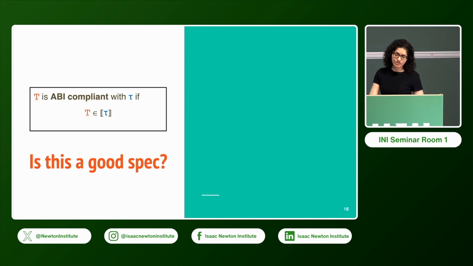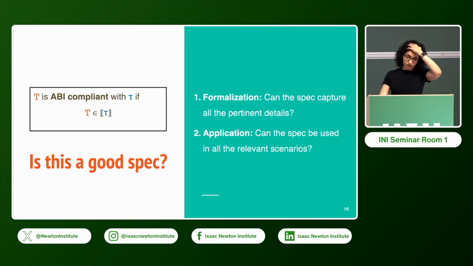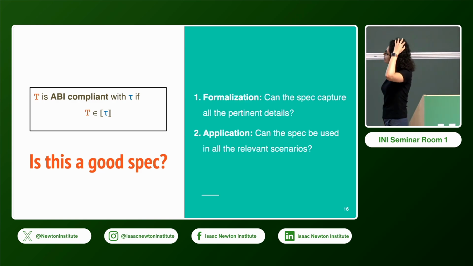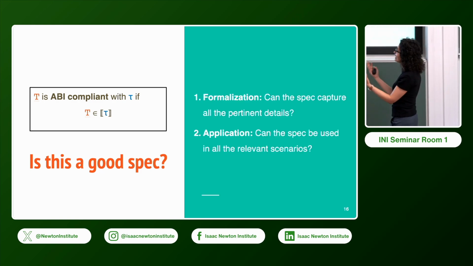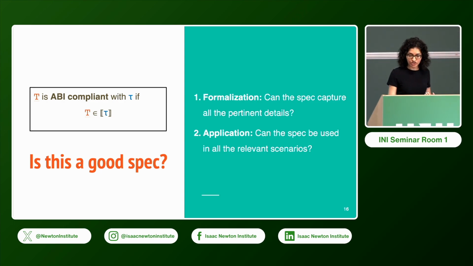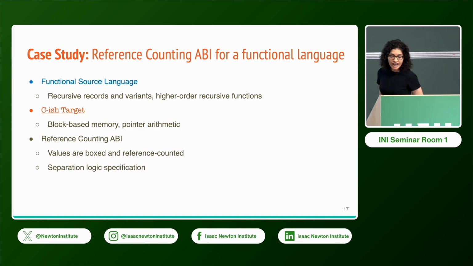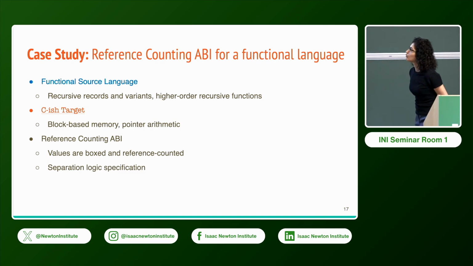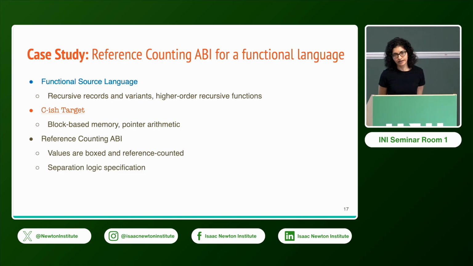Now, the question we should ask as we build such models is, does that model then serve as an ABI spec? Is it a good spec? Once you have a spec, you should ask, does it capture all the pertinent details that the language is promising you? Can it be used in all of the relevant scenarios, such as, is my compiler compliant, etc.? So I want to dive into the details with a case study to show you what these look like.